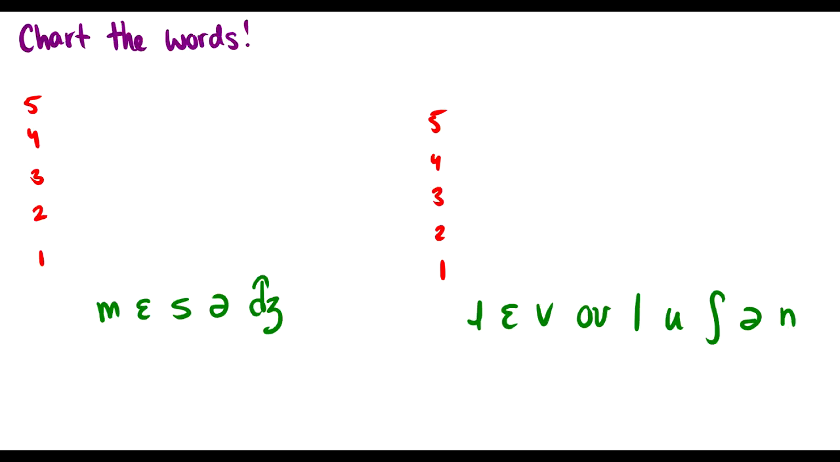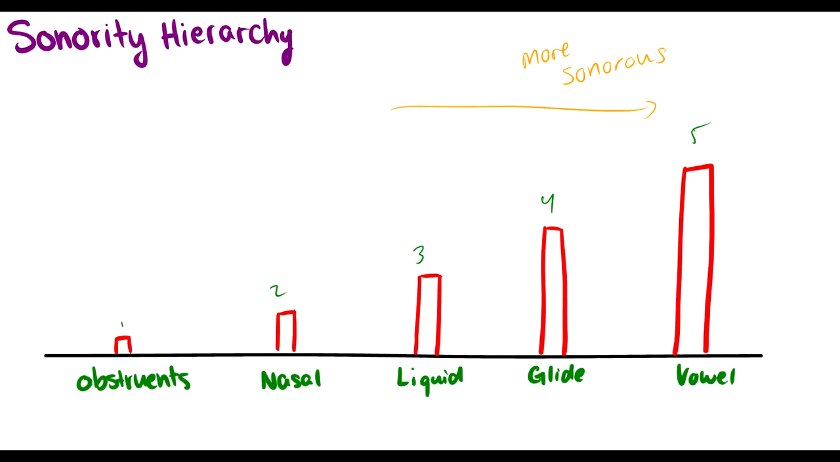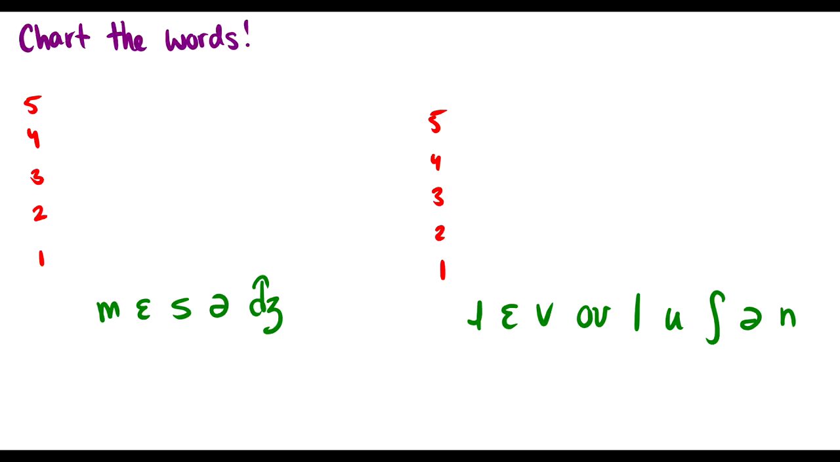So, first of all, let's remember obstruents, nasals, liquids, glides, vowels. You could make an anagram if that helps you, but over time you'll just get used to it. So, message, that's a nasal. So that goes up to 2, or sorry, nasal goes up to 2. That's a vowel, it goes all the way up to 5. S, that's an obstruent, gets 1. Again, that's a vowel, goes up. And j, that's an obstruent.